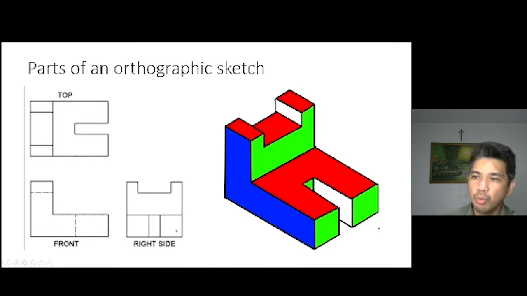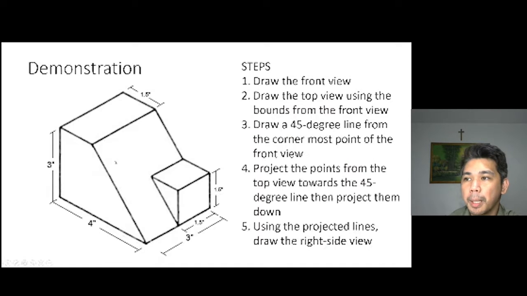So how do we create an orthographic projection? All we need are three different faces. Again, the front view, the top view, and the right side view. Now, let me demonstrate how to develop an actual orthographic sketch. I've listed here several steps that we should follow.